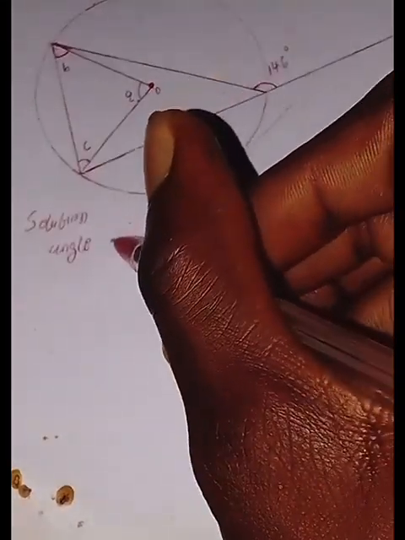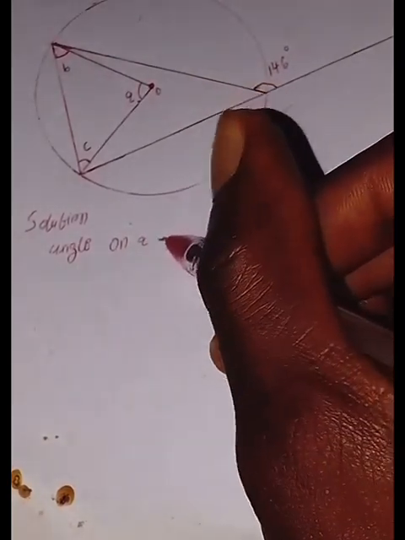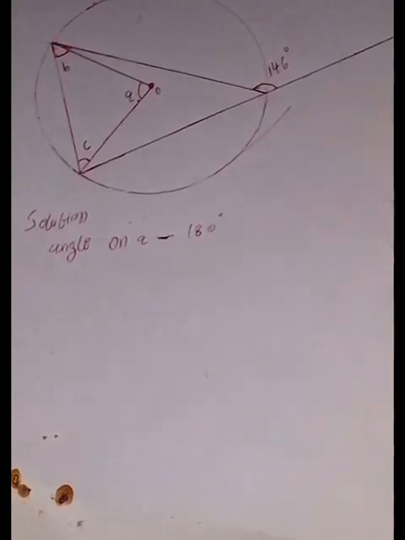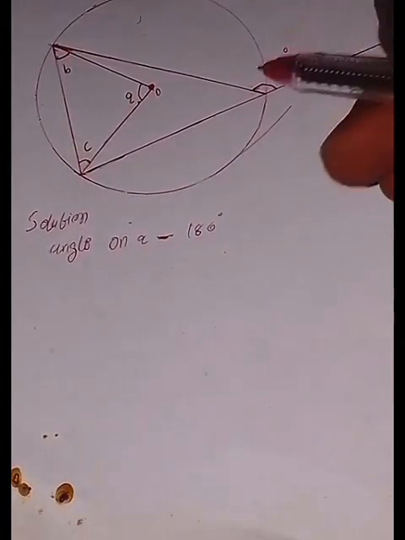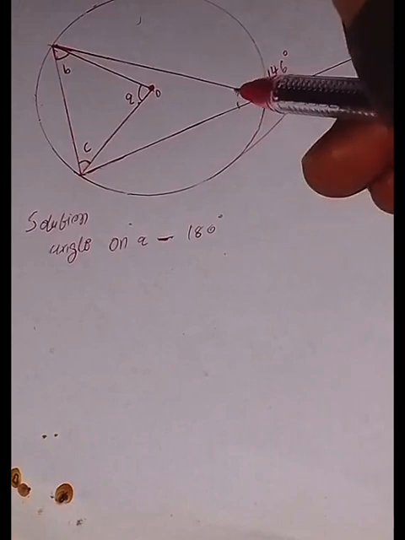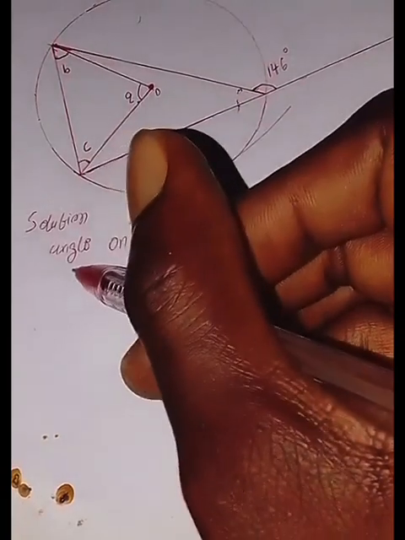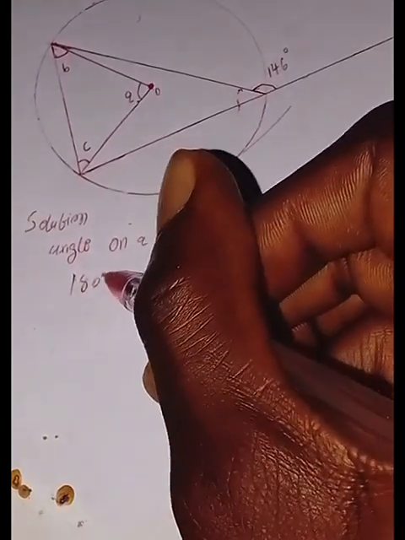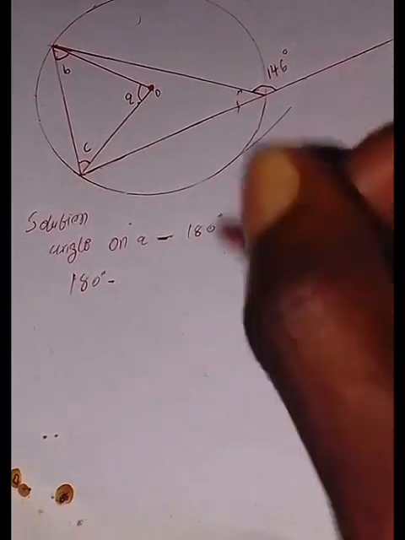Angle on a straight line is what? 180 degrees. So this is a straight line. So for us to get the part from here to here, since it's a straight line, it will be 180 degrees minus 146 degrees.